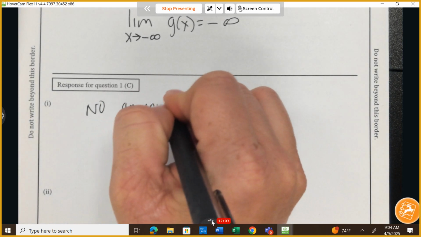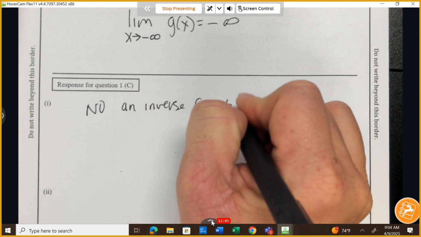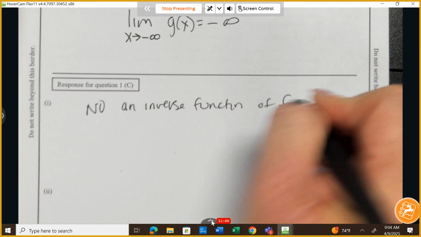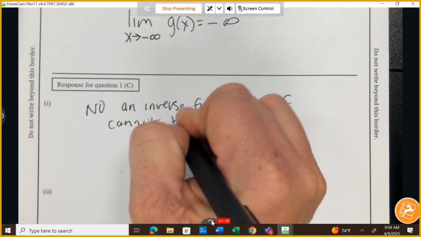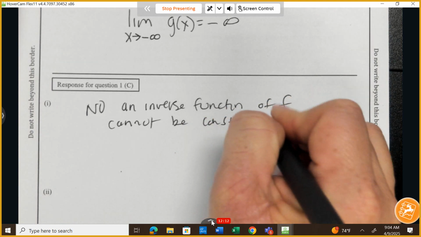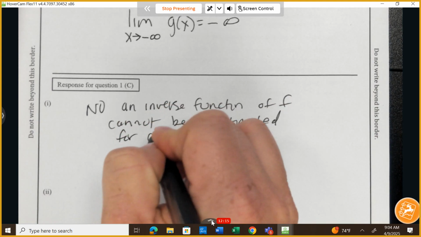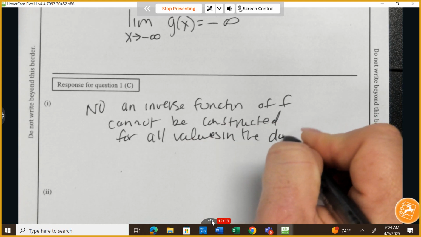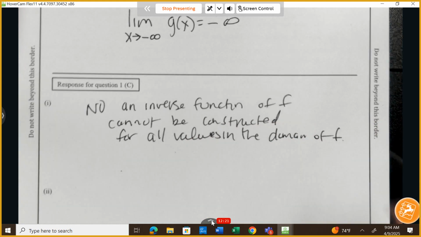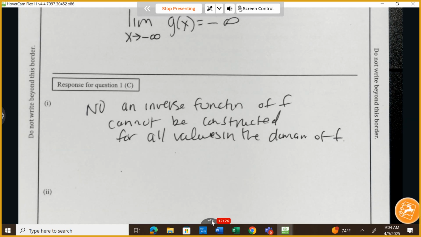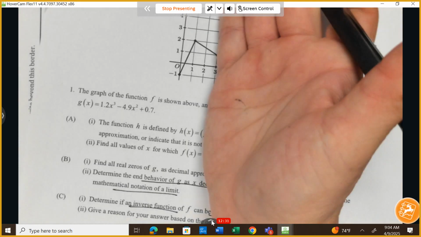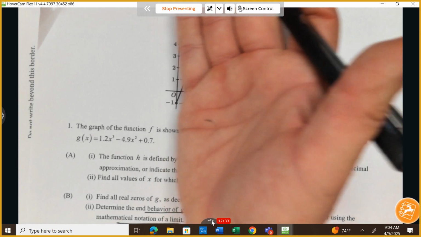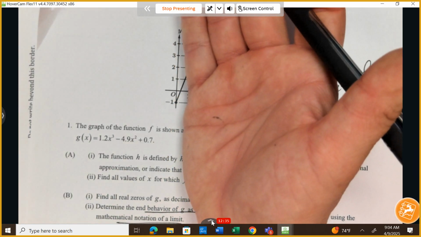An inverse function of f cannot be constructed for all values in the domain of f. And you're like, Miss Bradley, is it really necessary for you to write all this? And it is. Here's the reason why. If I went back and restricted the domain, like just from 0 to 1, you'd be like, hey, yeah, I can do that.